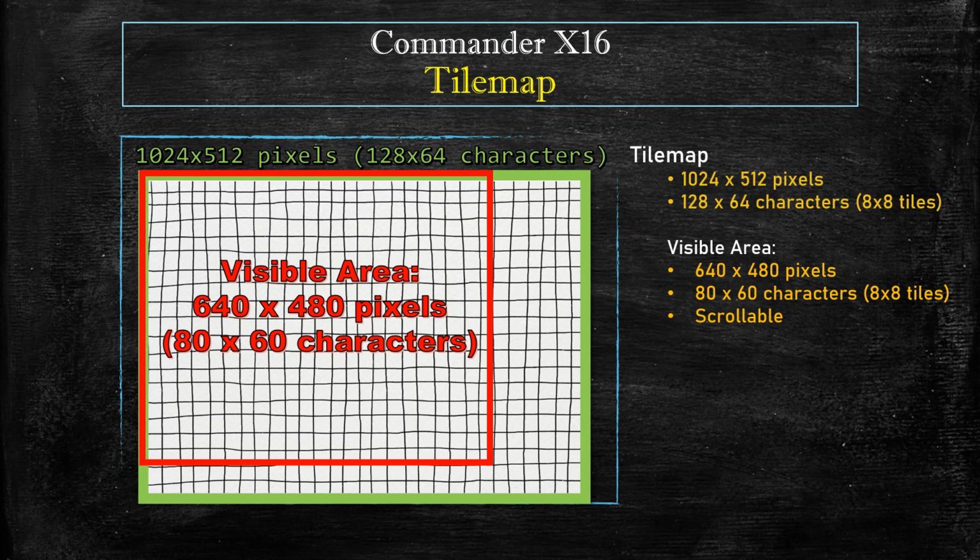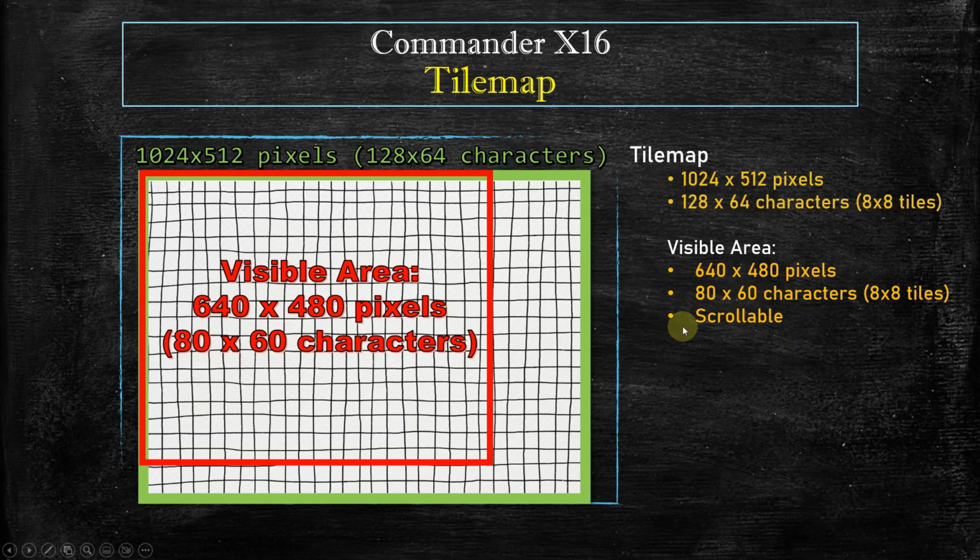And if we take a look at my notes here on the right hand side, it says the visible area is 640 by 480 pixels, which contains 80 by 60 characters, and these characters are 8 by 8 tiles. And we'll see a bit later how it's possible to change the size of the tiles, but in this case we're going to be using tiles that are 8 by 8 pixels in size.